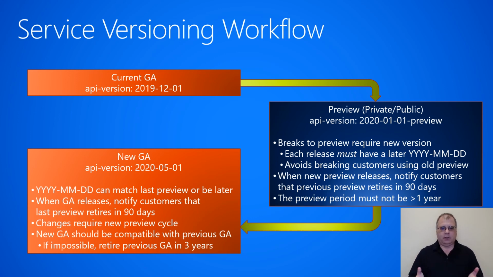As I've been saying all along, the new GA must be backward compatible with the previous GA, or you have to adhere to our breaking change rules where you notify customers in 3 years and so on. If that's impossible, then you notify the customers, and then you can retire the previous GA in 3 years.